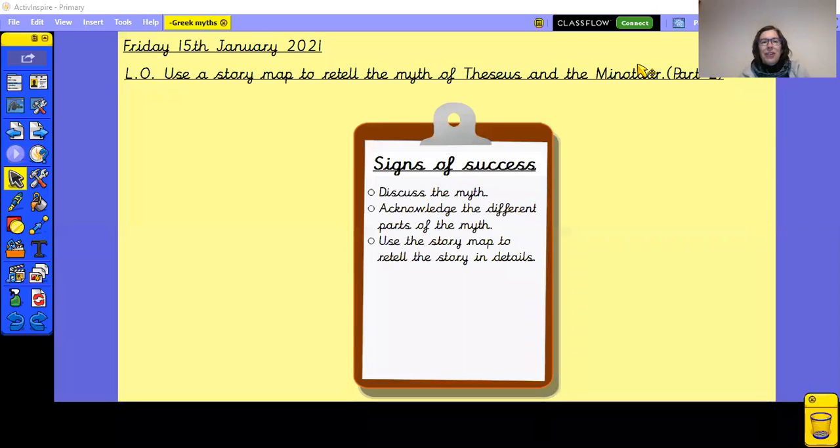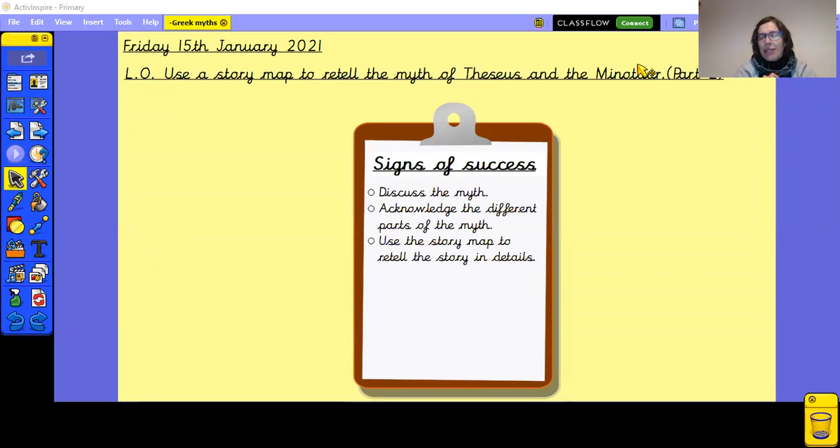Good morning, Year 5, for part 2 of our story map about Theseus and the Minotaur. So for today, as yesterday, you will need a pencil, a ruler, and your pen. Get everything, and obviously your English book. So get everything and let's start this lesson.